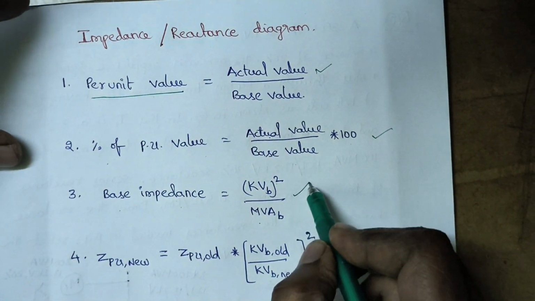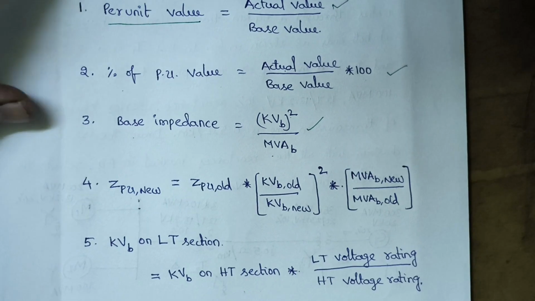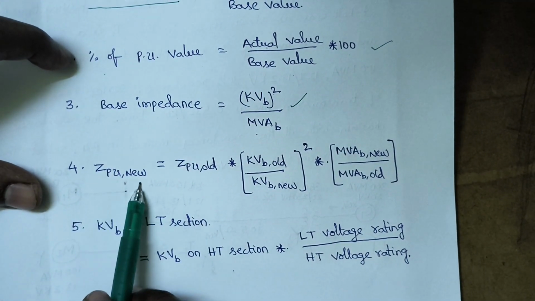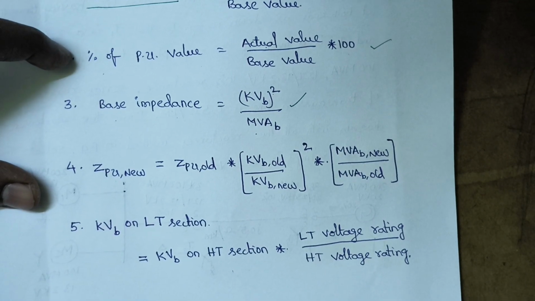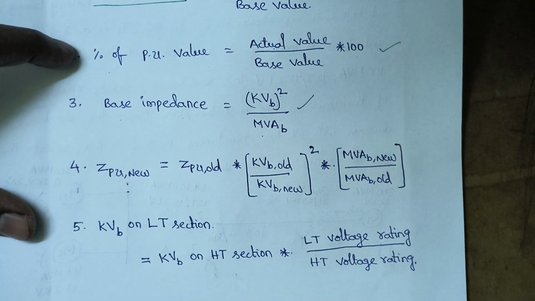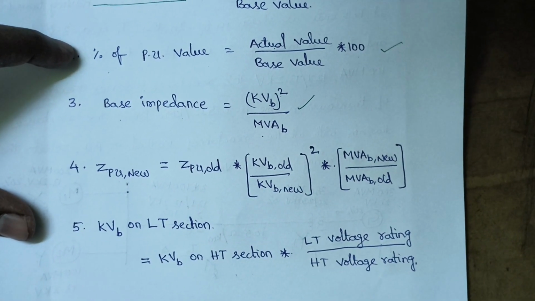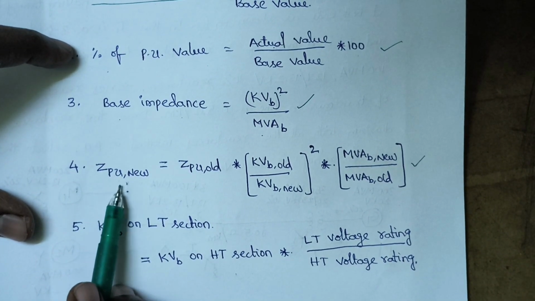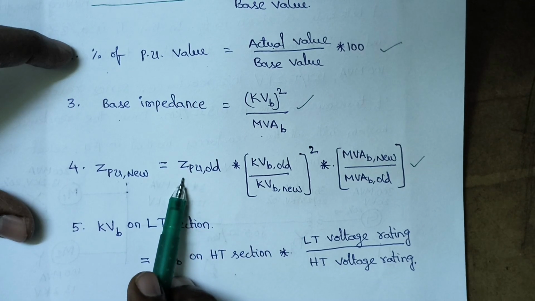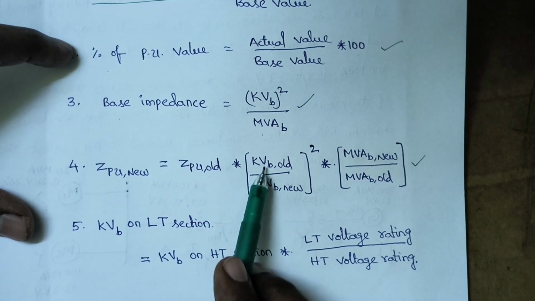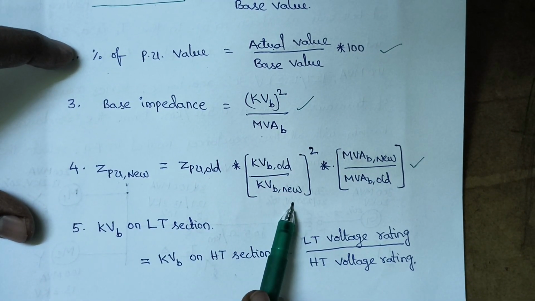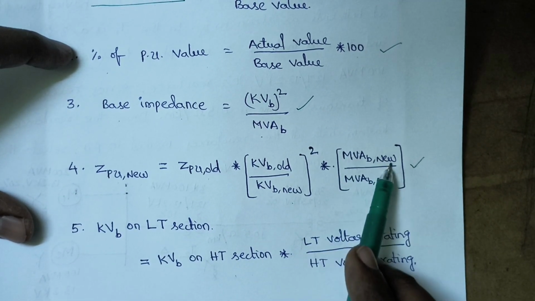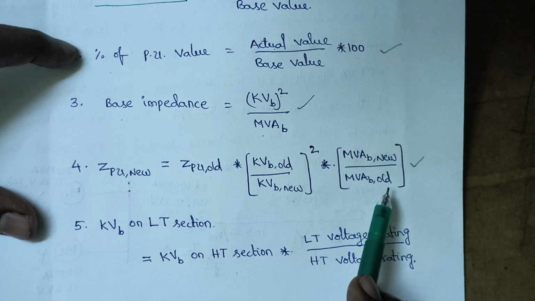And the fourth one is, what is Z per unit new? Because in some cases we need to change the base values of the element. In that case, this formula is very useful, which is given by Z per unit new is equal to Z per unit old into (kV base old by kV base new) whole square, multiplied by MVA base new divided by MVA base old.